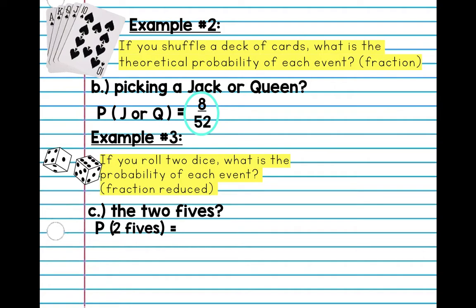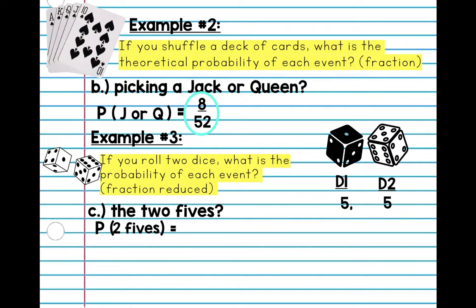So this is my event, 2 5s. I look at dice 1, I look at dice 2. If I want to roll 2 5s, so 5 for dice 1 and 5 for dice 2, that is the only possibility I have. So that means there's one chance out of 36 outcomes. So that is my first fraction, 1 over 36. That's how you do the first one. Pretty simple.